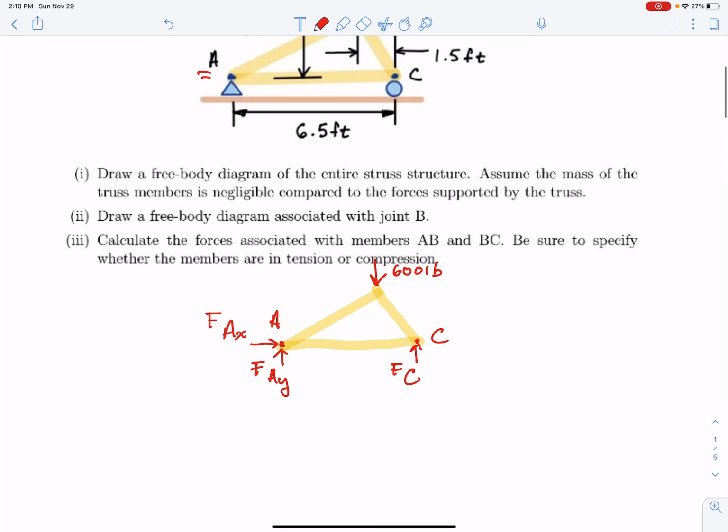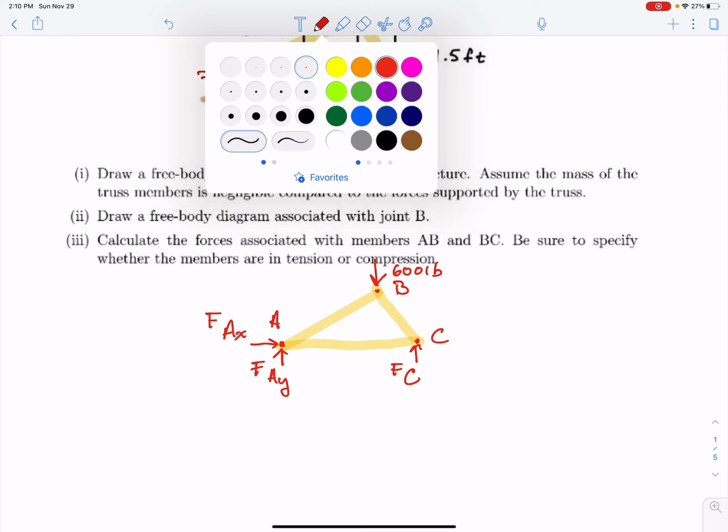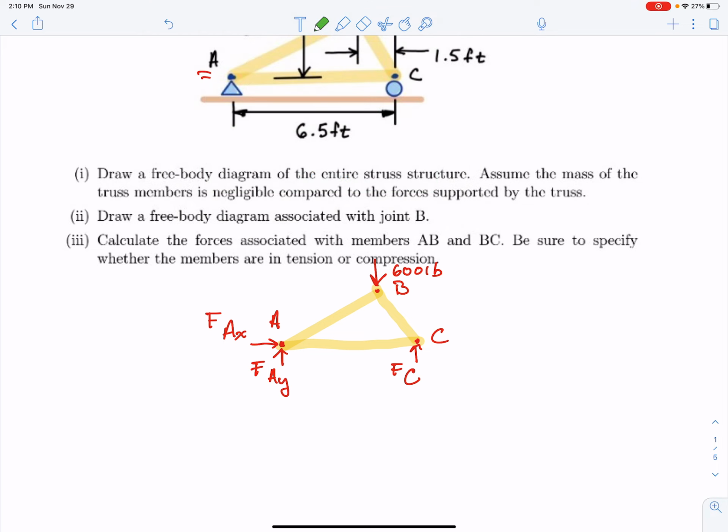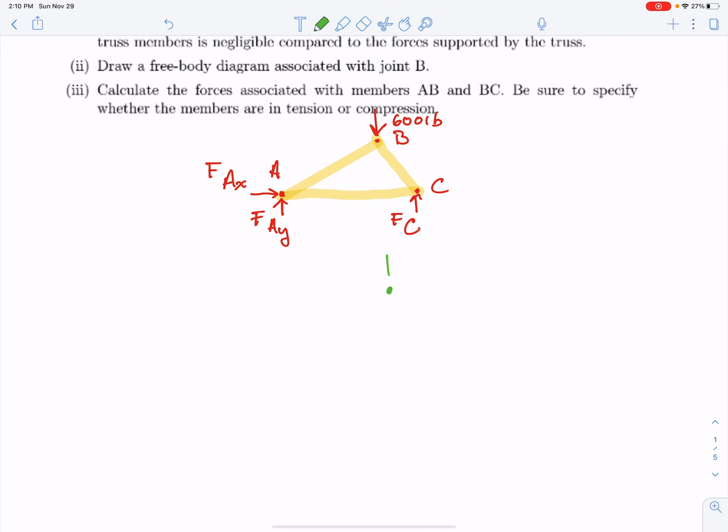Okay, then we can look at only joint B. Joint B is right here, so let me change the color to, say, green. All right, so at joint B, we have a force acting down, and then we have forces from the members that are pulling on joint B. Okay, so I'm going to draw these members in tension. That's the method I've used in class, and if the signs turn out to be negative, we know they're actually in compression. Okay, so this is 600 pounds. And then we can call this the force BC, and this is the force AB. All right, so there's the free body diagram of just joint B.